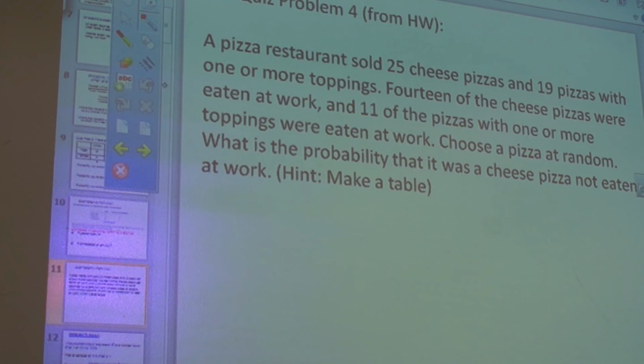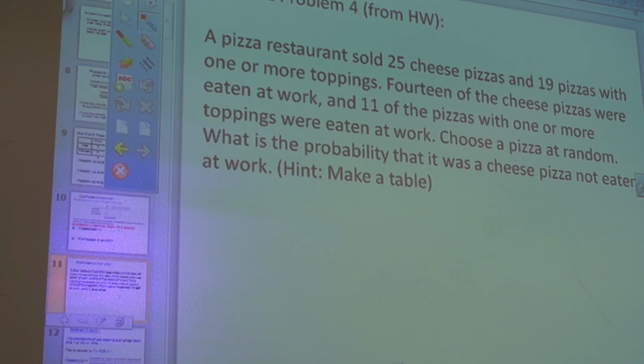Quiz problem 4 from the homework. Aha. Okay, so let's get a reader for this one. How about Michaela? Go ahead and read for me.